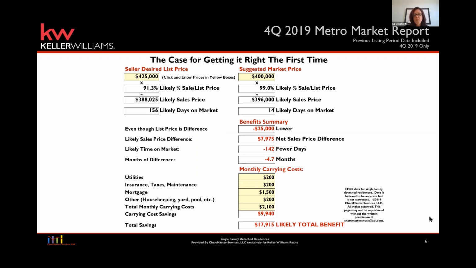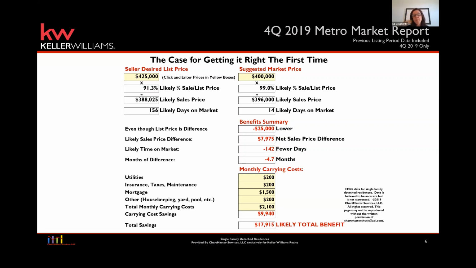And so suggested market price would be, if you think their home should be listed at 400, they're saying 425. You just plug in these prices, and it will go back and grab the statistics from the quarter and plug them in. It'll show what's likely to happen based on the information that we have.